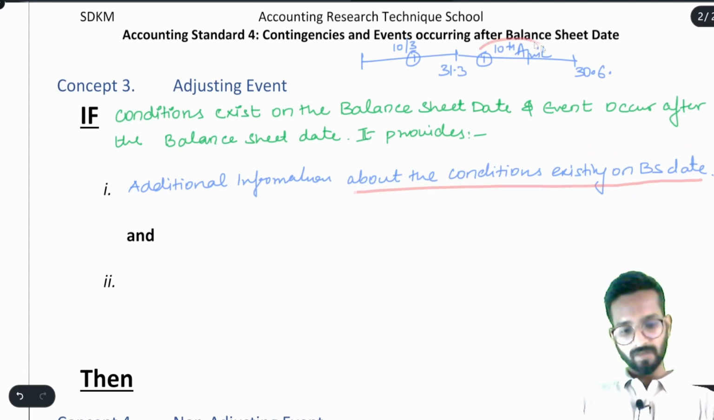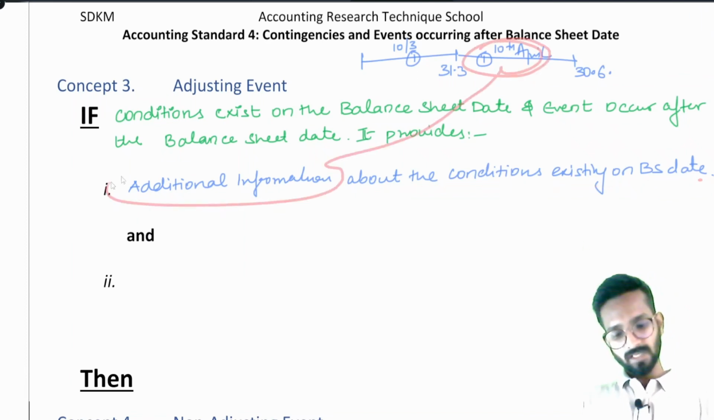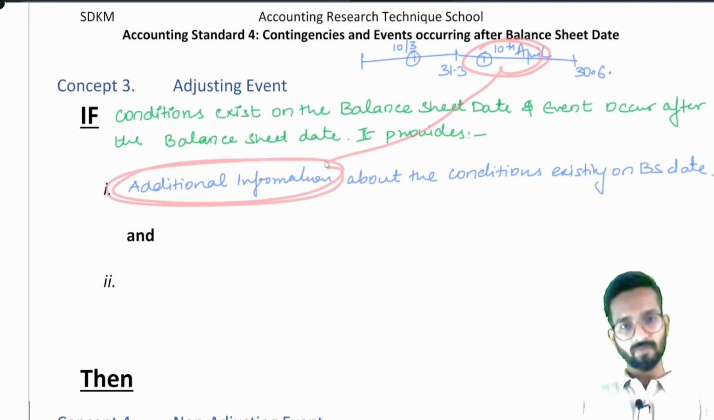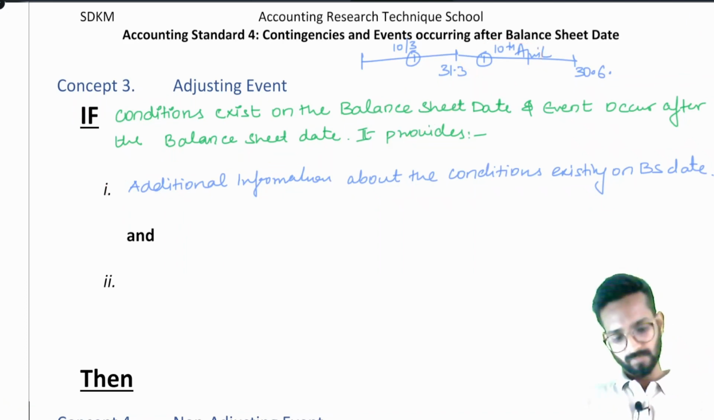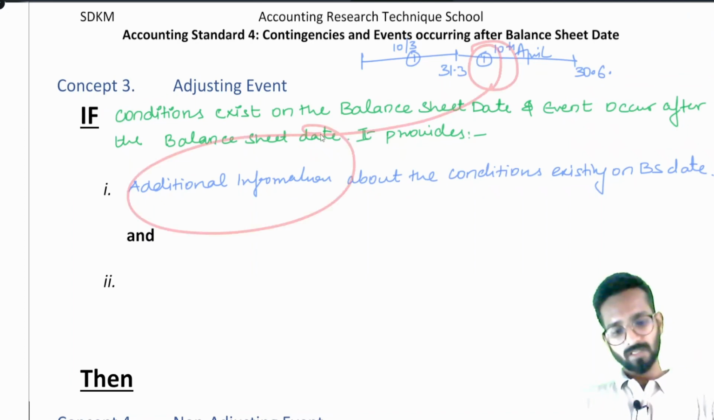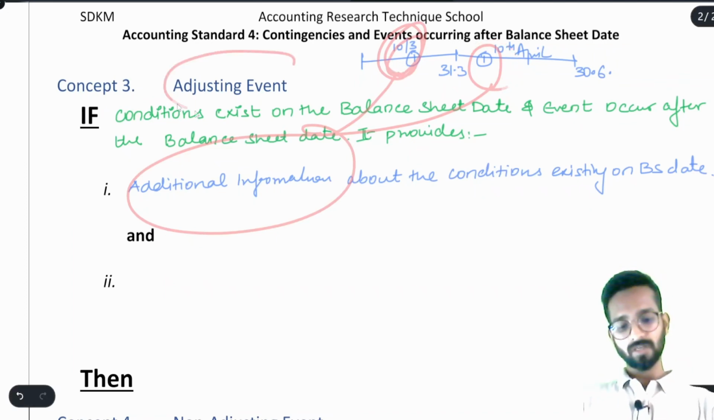See, whatever event has happened, about that event, whatever was the additional information about that event, that should be present here. So you can say, if the event is giving you additional information about the condition which was already present there, that is your adjusting event. Simple enough.